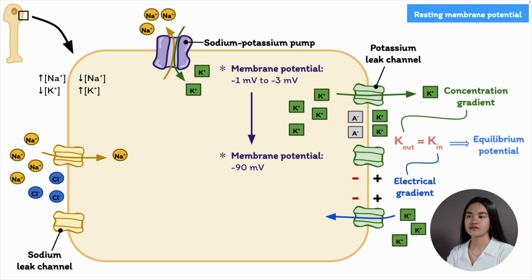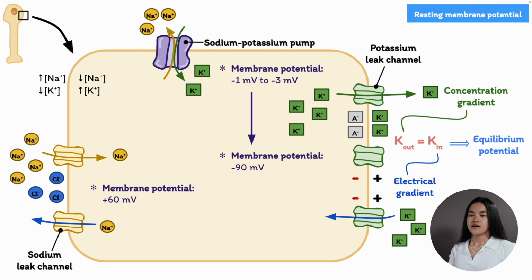Same thing as potassium, there's also going to be an electrical gradient that's going to move sodium out of the cell, and the net movement of sodium into the cell will continue until the outward electrical gradient and the inward concentration gradient balance each other out. That is, the concentration gradient is equal but opposite to the movement due to the electrical gradient. And the equilibrium potential for sodium is at positive 60 millivolts.